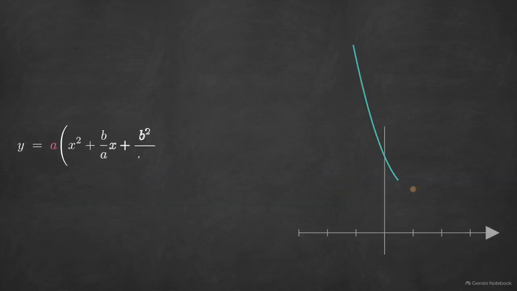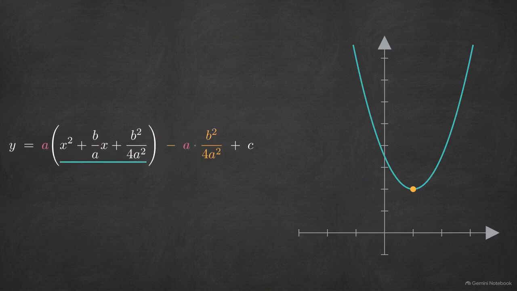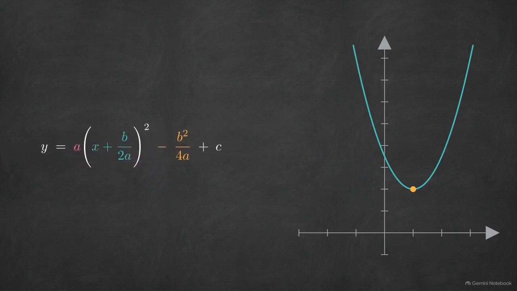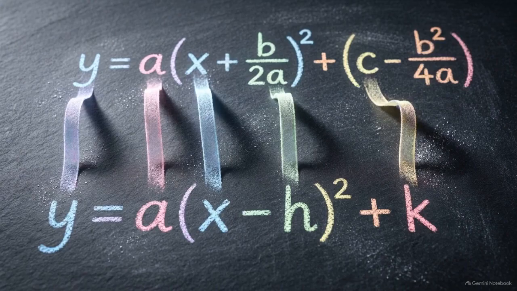The first three terms inside the parentheses now form our perfect square trinomial. To isolate them, we take the subtracted fourth term, multiply it by the leading coefficient a, and push it entirely outside the bracket. Now we can collapse that underlined trinomial into a single squared expression. The structural transformation is complete.